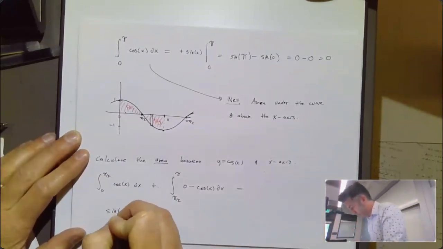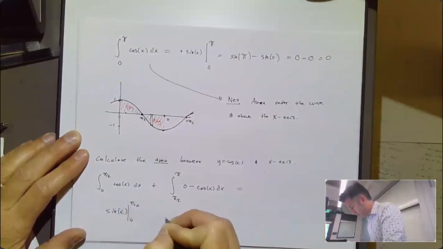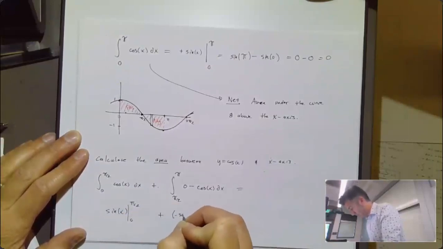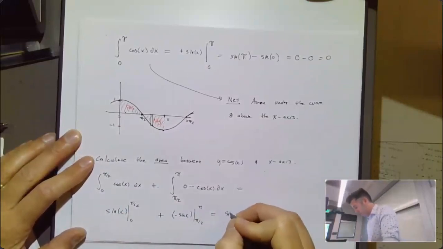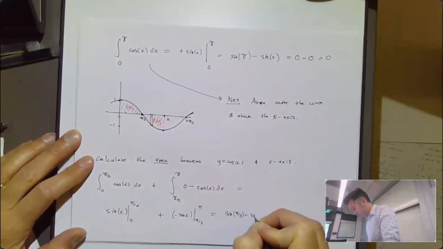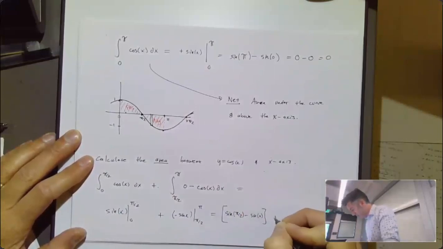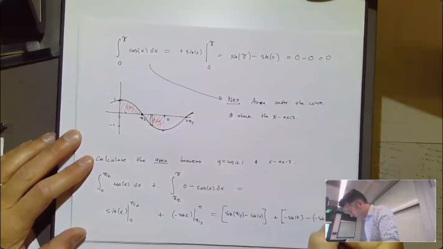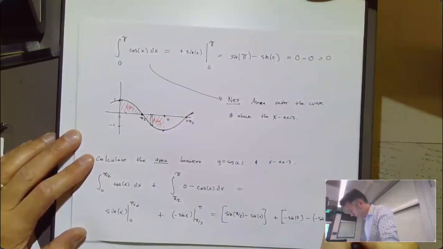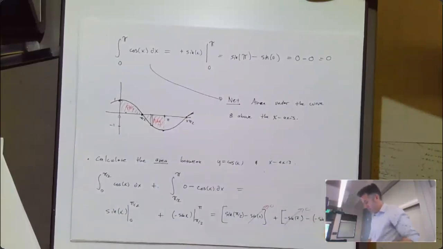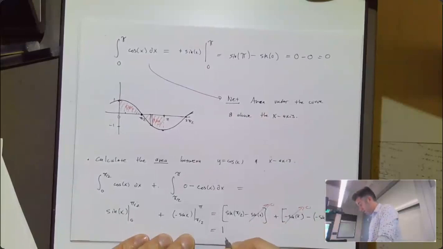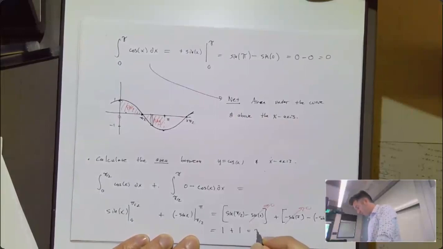Anyway, so it's going to be sine x from 0 to pi over 2 plus negative sine of x from pi over 2 to pi. And when I plug in, I'm going to get sine of pi over 2 minus sine of 0 plus negative sine of pi minus negative sine of pi over 2. Sine of 0 is still 0. Sine of pi is still 0. So I end up with sine of pi over 2, which is 1, plus negative sine of pi over 2, which is also 1, which is 2.